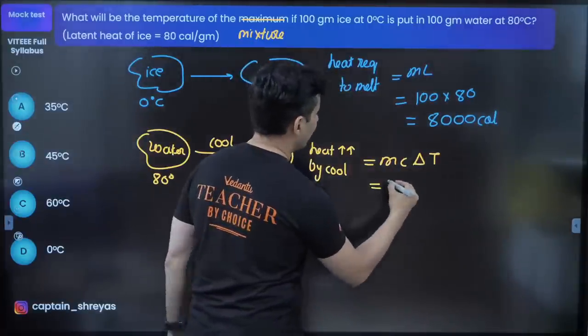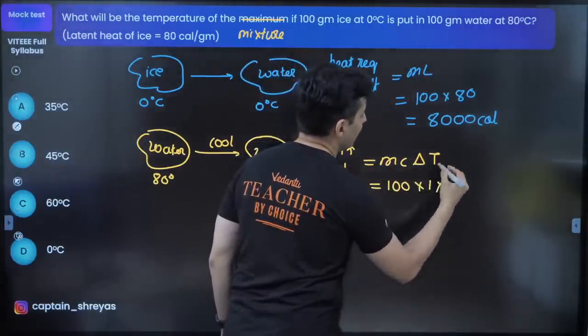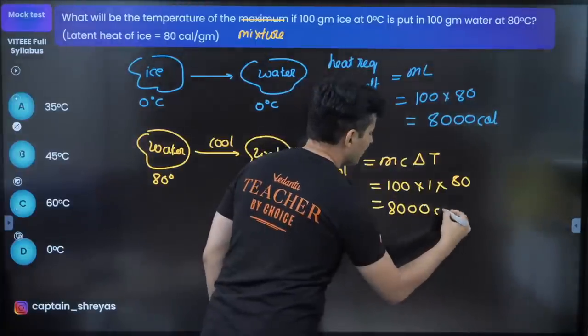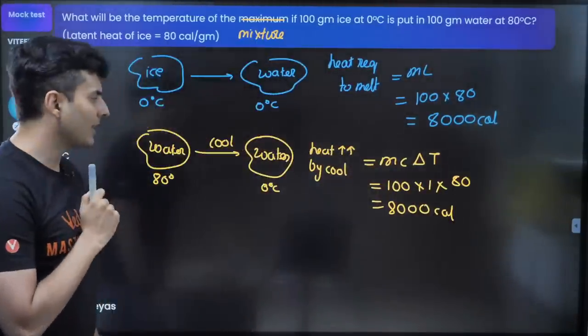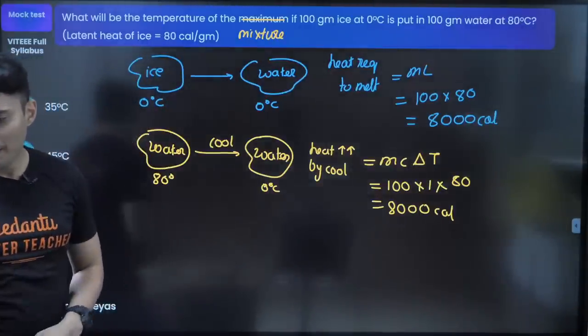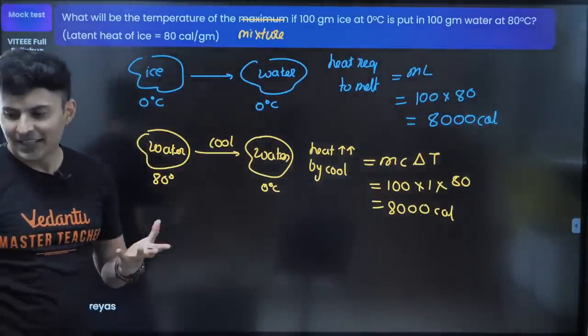Mass is how much? 100 grams again. Specific heat capacity is 1. Change in temperature is again 80. Oh, this is also just 8000 calories. It's also 8000 calories. What does this tell you? Come on, think about it. What does this tell you?